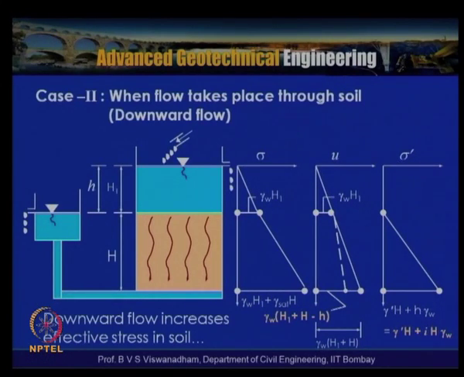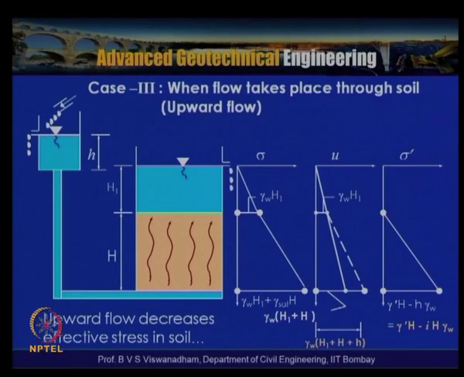That means that here when water flows from top to bottom, that is in downward flow, there is an increase in the effective stress. And if we replace that small h as i times H, we can say gamma dash H plus i times capital H gamma W, where H is the thickness of the soil layer over which the flow is actually happening, and gamma W is the unit weight of water.